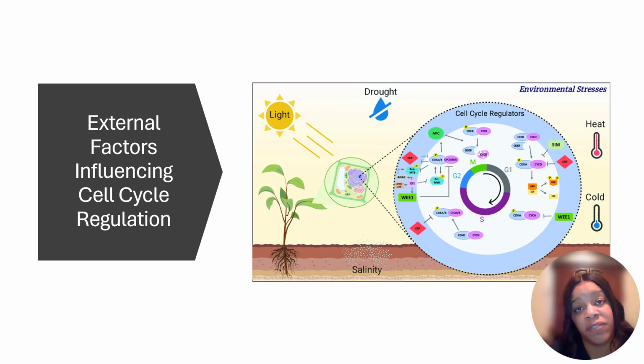One key external factor that influences cell cycle regulation is the availability of nutrients. The presence or absence of essential nutrients such as amino acids, glucose, and growth factors can greatly impact the progression of the cell cycle. Cells require adequate nutrients to support their metabolic processes and DNA replication during the cell cycle. A lack of nutrients can lead to cell cycle arrest as cells prioritize survival over proliferation.